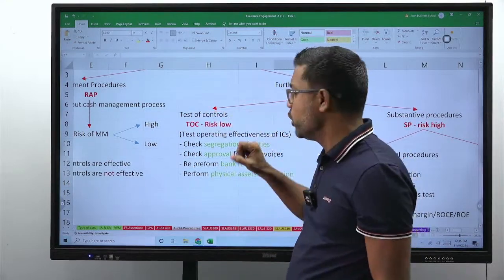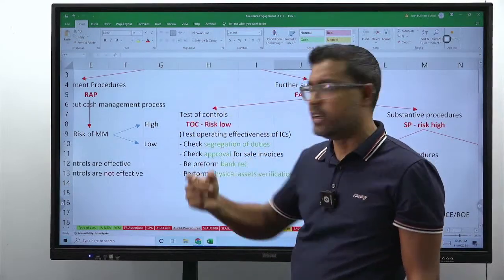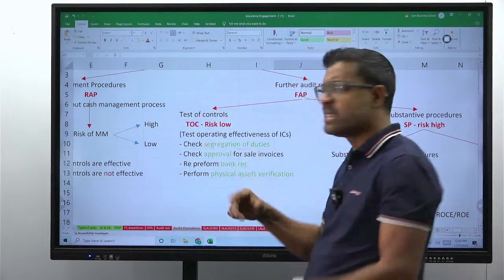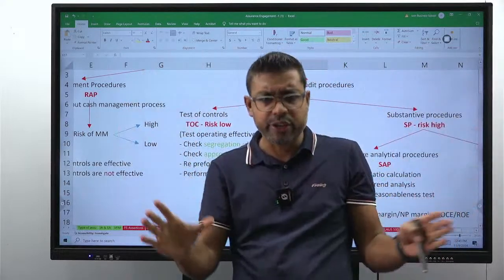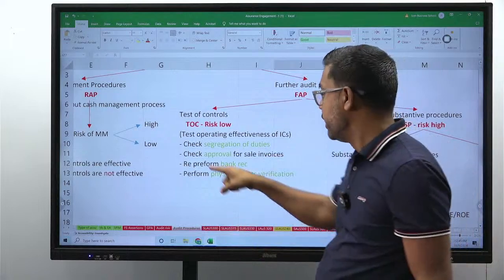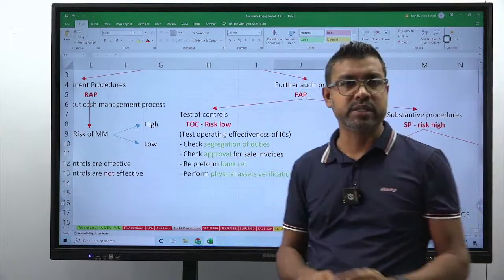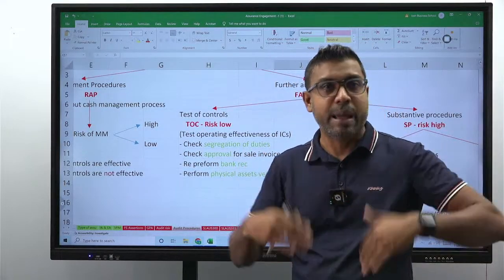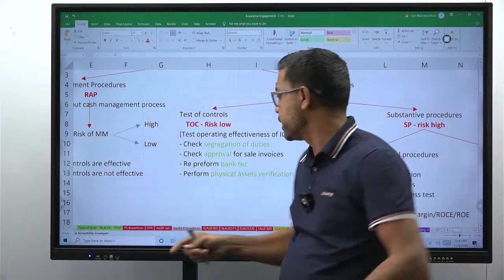If audit risk is low, then you can test the effectiveness of internal control. How do you test? Check the segregation of duties. Check approval for sales invoices. Simple example: you check the internal control of sales invoice approval.